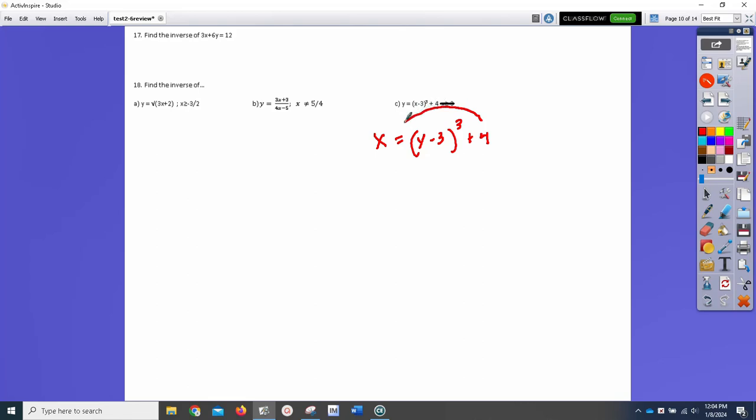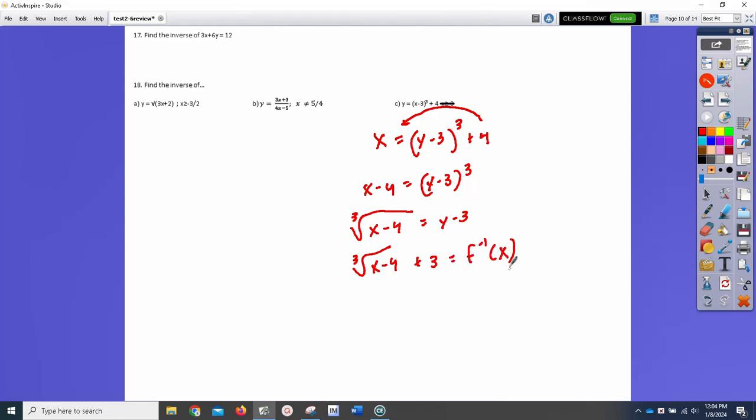Anyways, we're going to shift that 4 on over. X minus 4 is y minus 3 all cubed. We're going to counteract a cube with a cubic root. And then we're going to add 3. Notice I'm adding the 3 outside of the radical. And she is done. That is how you find the inverse of that function.